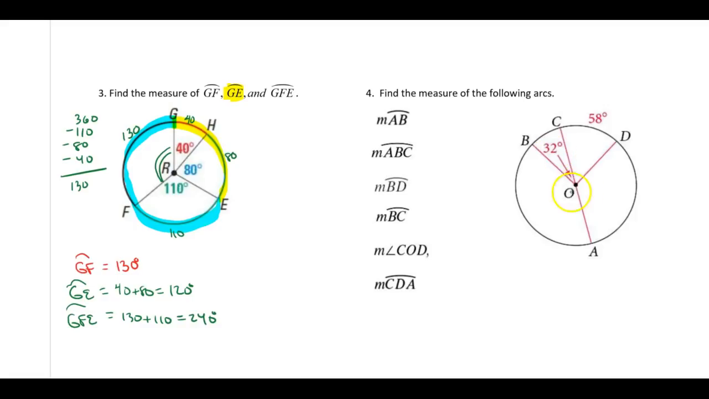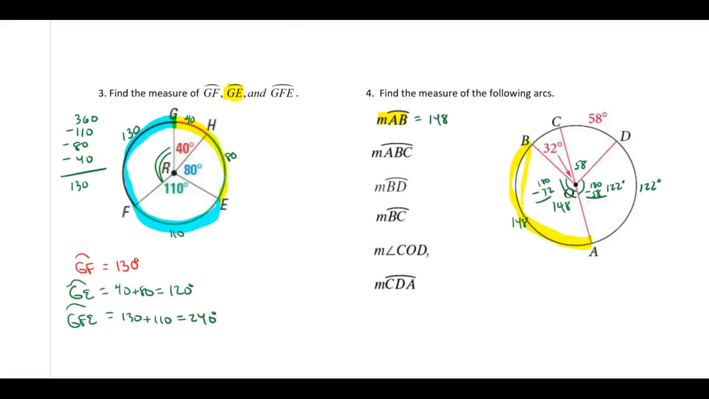Now over here, number 4. First thing I'm going to do is fill in these angle measures. This is 58 degrees. To find this angle, I'm going to do 180 minus 58, which gives me 122 degrees, which means this arc is 122 degrees. And then this angle is going to be 180 minus 32, which is going to give me 148 degrees. So now this arc is 148 degrees. So now arc AB, right away, I'm going the short route. So arc AB is going to be 148 degrees.